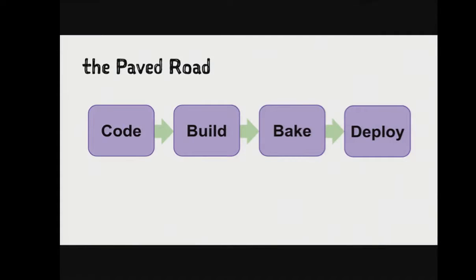So the paved road at a high level covers four major buckets. We build tools and services that enable teams to code, to build, to bake, and deploy. And most of this is familiar, except for probably this bake right here. So at Netflix, we believe in the immutable server pattern. Every time we deploy new code to production, we don't deploy it to the existing server that's in production. We leave that server alone, and we never touch it.